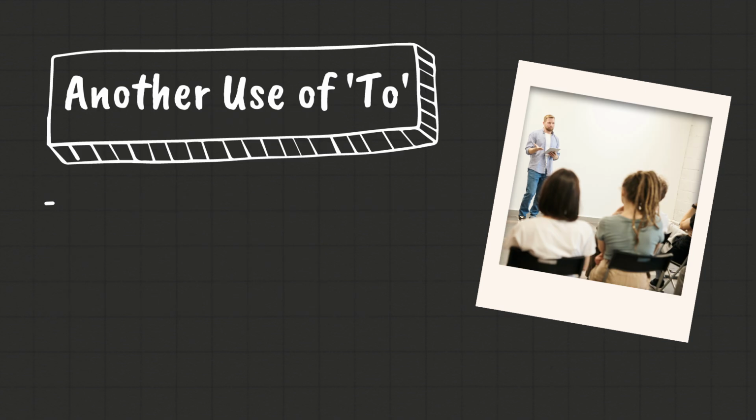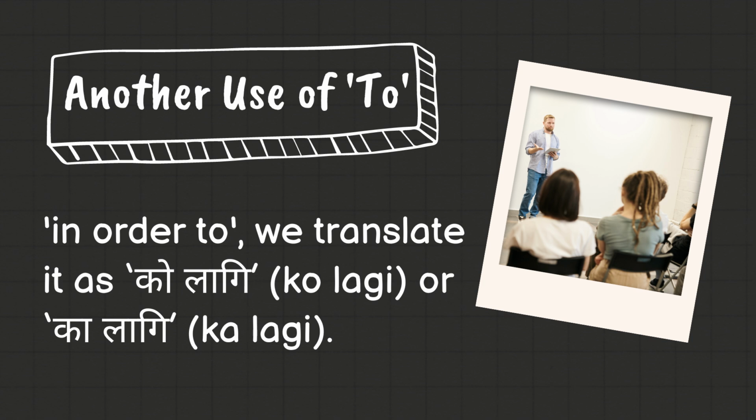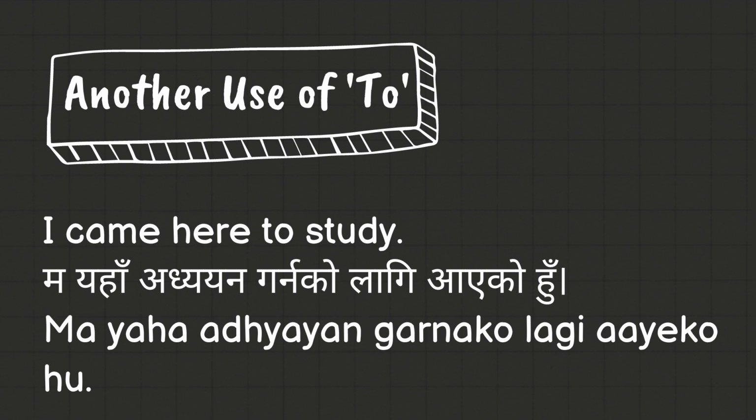Now, example number 2. Another use of "to". When we use "to" to indicate a purpose or intention, like "in order to", we translate it as "ko lagi" or "ka lagi". For example, I came here to study. म यहाँ अध्ययन गर्नको लागि आएको हुँ.